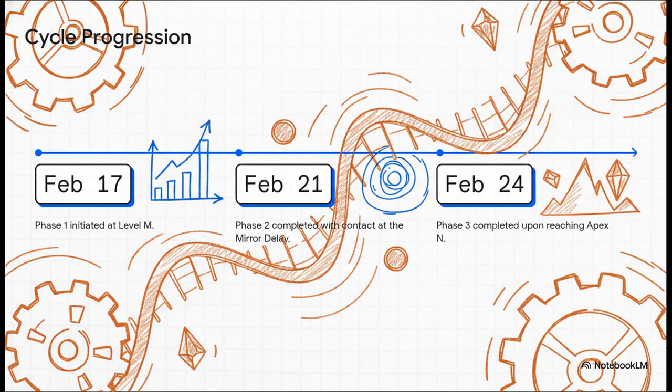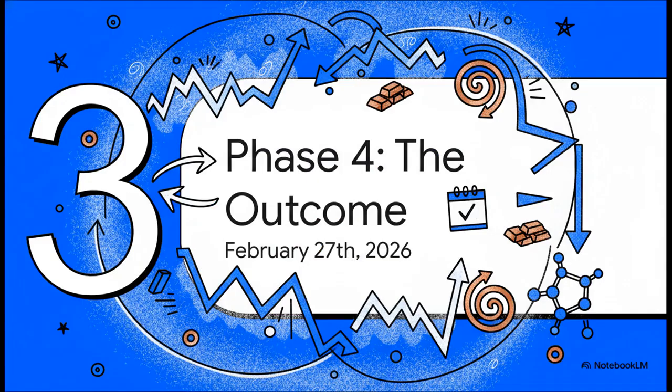So let's do a quick recap of the timeline so far. Phase 1 kicked off back on February 17th. Phase 2 was completed on the 21st when it hit that mirror delay. And Phase 3 wrapped up on the 24th at apex N. You can see it's a pretty clear progression, all within about a week. And that brings us to the final part of this story. We're now in Phase 4, the outcome. Let's take a look at how this whole cycle came to a close on February 27th.